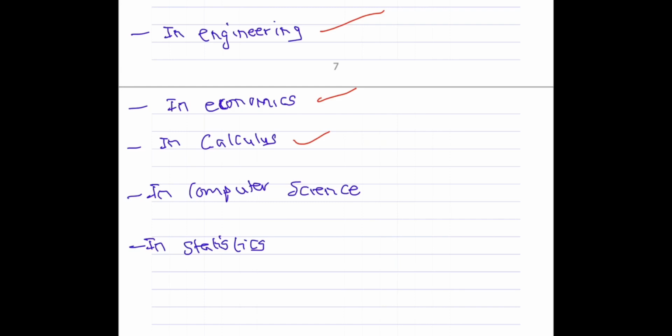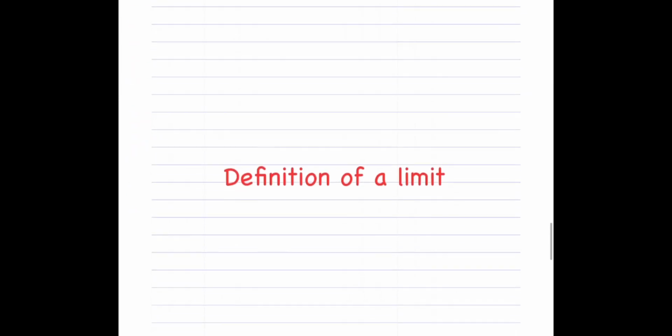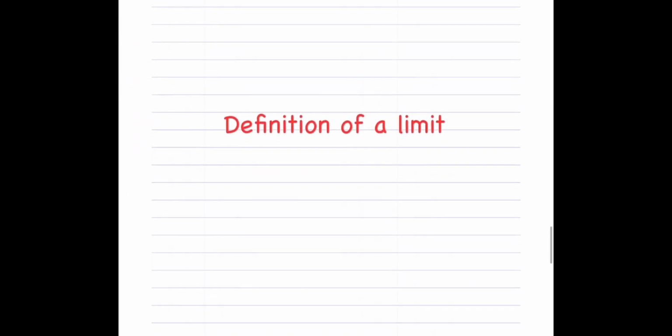In computer science, limits are used in analyzing algorithms and computational complexity. In statistics, which is also very important, limits are used to understand how sample means, variance, and other statistics converge to population parameters in large sample sizes. So these are some real-world applications where you can use the knowledge of limits. Now let's come to the definition of limits.